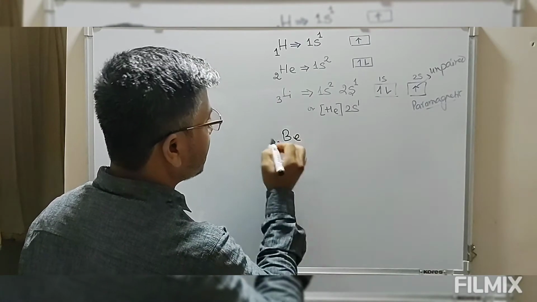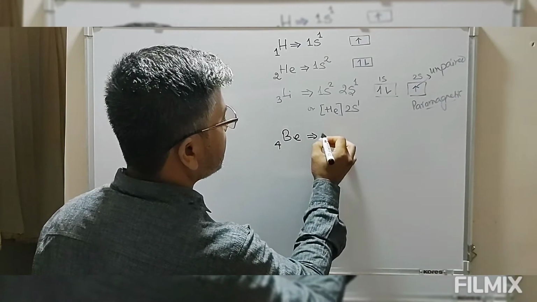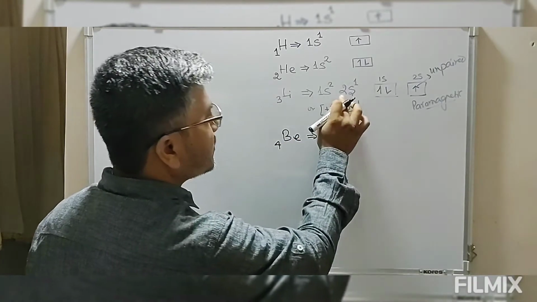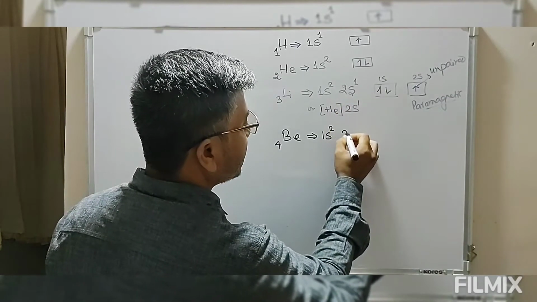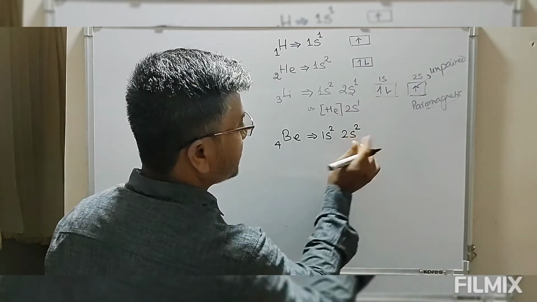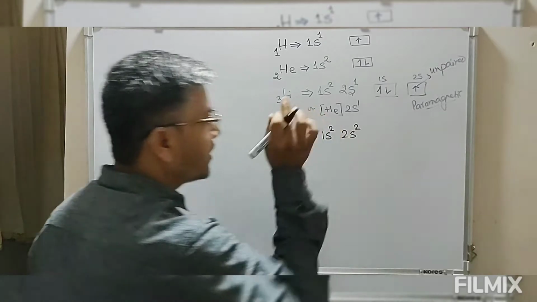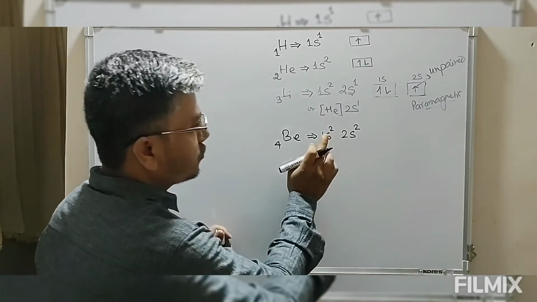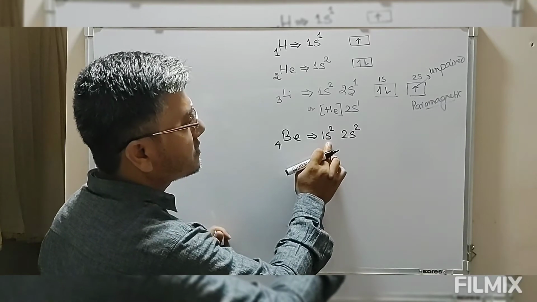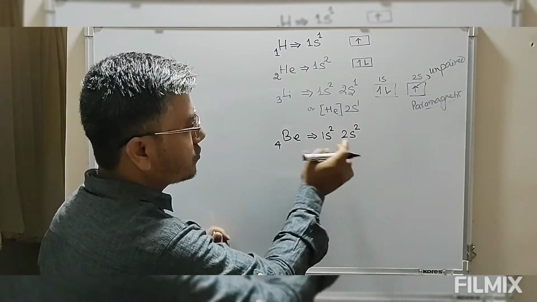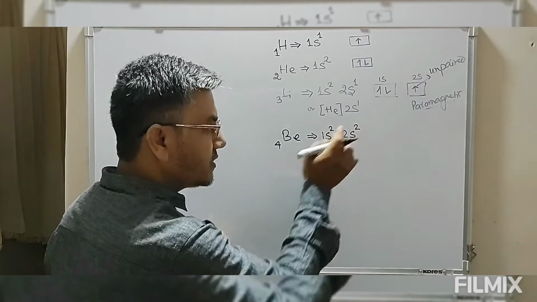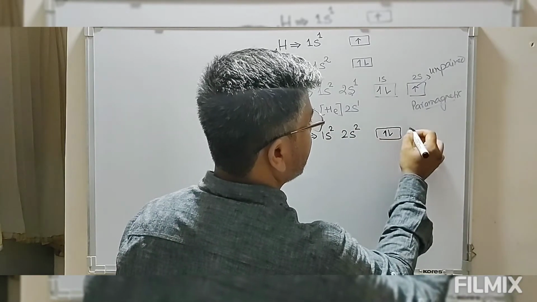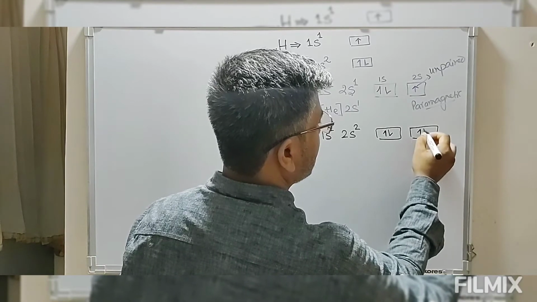beryllium, atomic number 4. Now look at this, the first 2 electrons are placed in 1s, the third electron was placed in 2s, then the fourth electron should also be placed in 2s, because 2s can have a maximum of 2 electrons. So out of the 4 electrons, 2 are placed in 1s and 2 are placed in 2s. So we can have this box diagram: this is 1s, this is 2s.